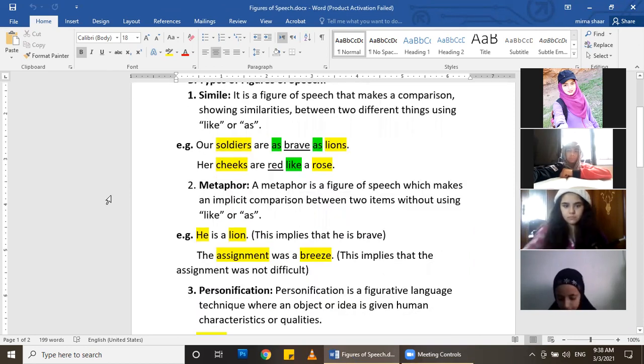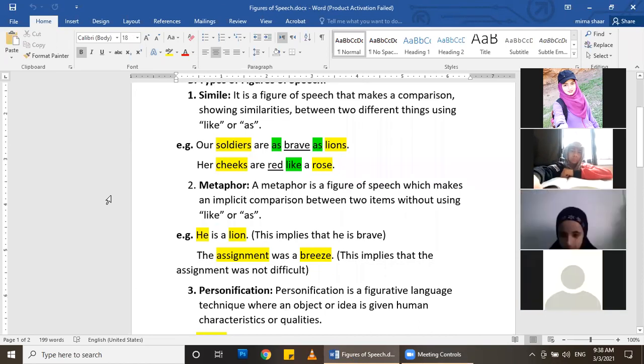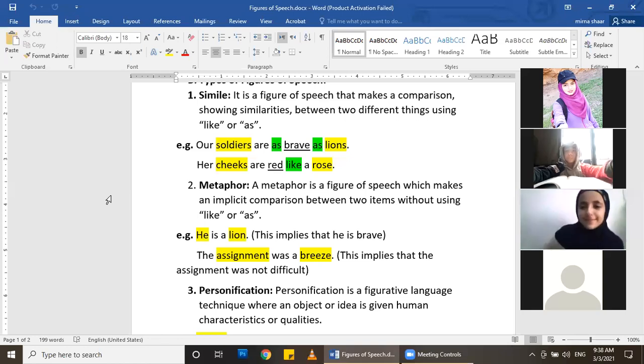Good. The second type is the metaphor. A metaphor is a figure of speech. Actually, it's like the simile, but we have one difference between them, which is that a metaphor is a figure of speech which makes an implicit comparison between two items without using like or as. So in the previous example, we wrote how they are the same. For example, both soldiers and lions are brave, and both her cheeks and the rose are red, okay?